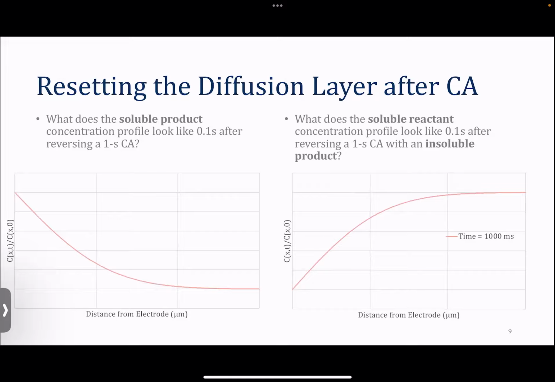And if I take a snapshot just very briefly after reversing it, 0.1 seconds after it, what would my concentration profile of that reduced species look like? If you want to think through it, go ahead and pause the video and think through it. Here's what it would look like.